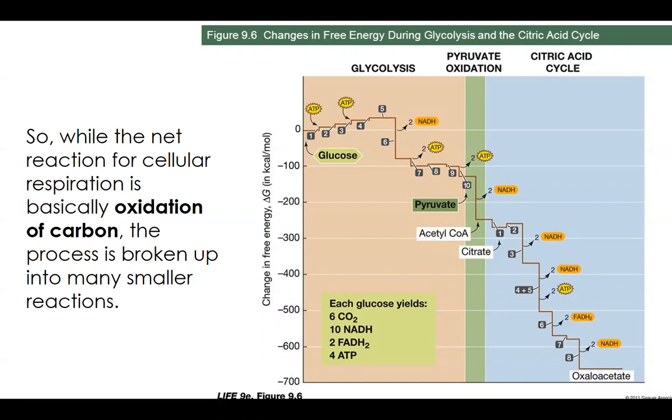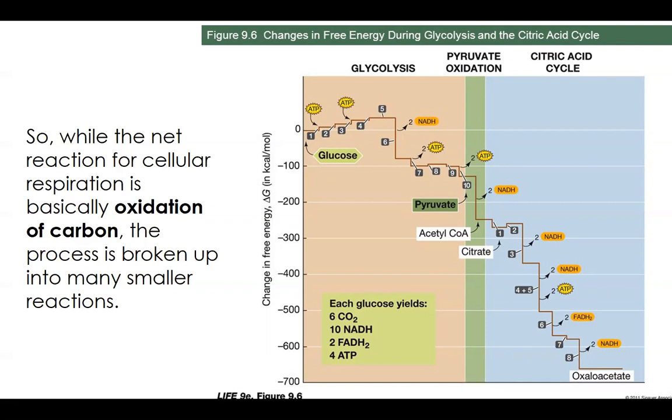So, as we discussed in our previous video, while the net reaction for cellular respiration is essentially the oxidation of carbon, this process is going to be broken up into many smaller reactions. So glycolysis, which is all we'll talk about in this video, you can see broken up into 10 steps. Remember that this is going to help cushion that fall, these electrons going to oxygen, kind of cushion that fall in free energy. So that's why we need to have all of these steps so we can actually control the release of energy and collect it as chemical energy, ultimately to make ATP.